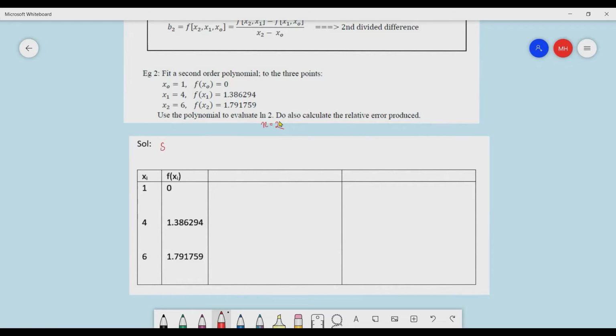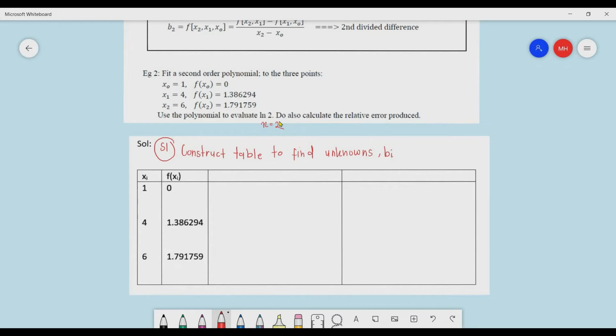The first step is to construct a table, also known as the Newton divided difference table, to find the unknowns, or bi. For the linear case, there is no need to construct this table because it's very straightforward. You just find the slope and the intercept by using the straight line equation. But for the second order, it's easy to use this table in order to find the unknowns that you have.